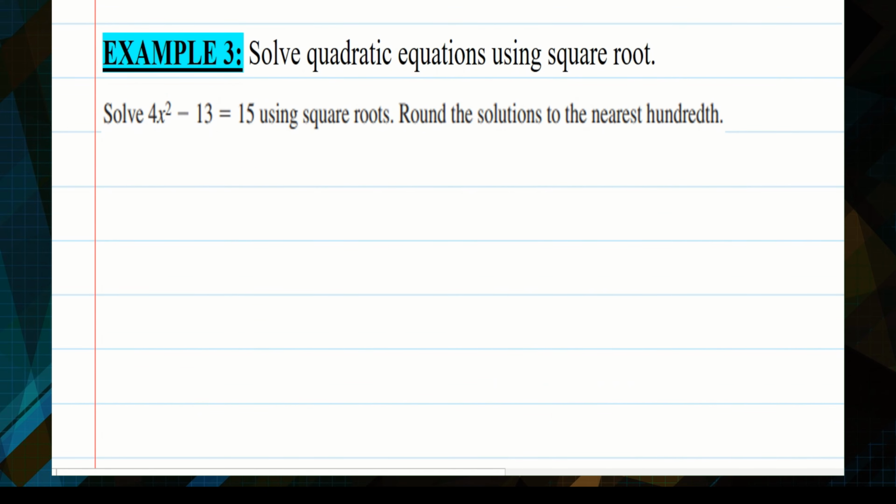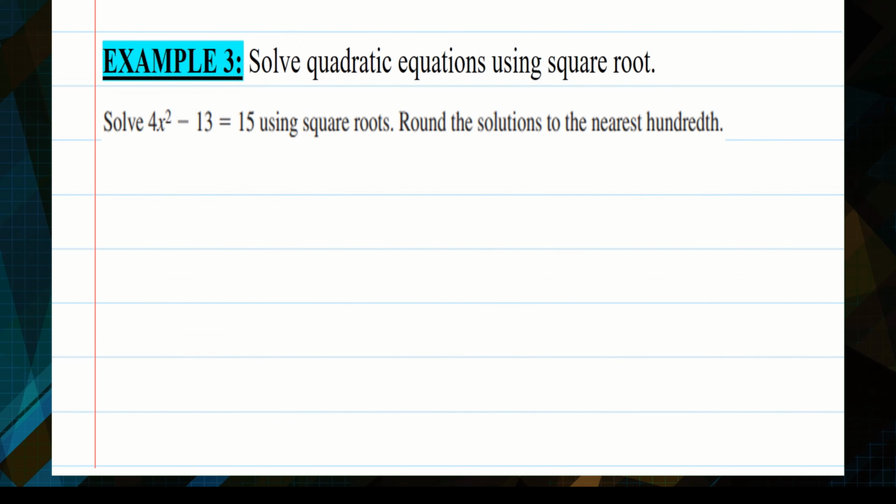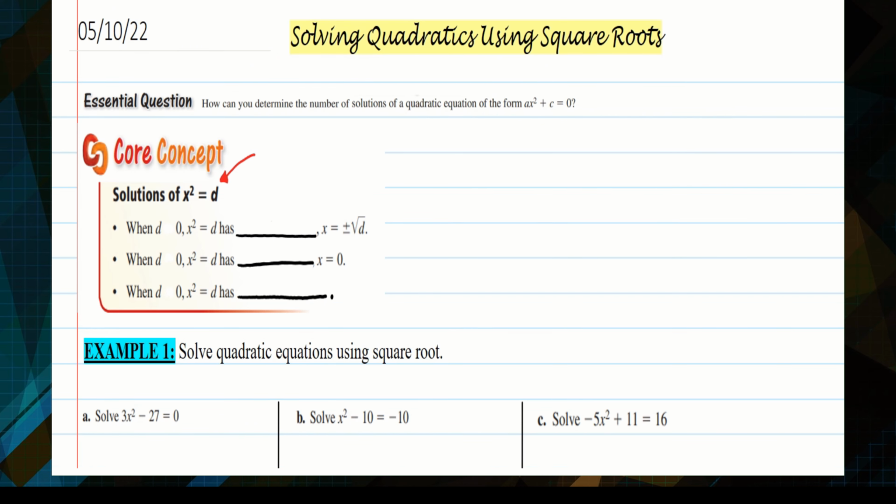And the third example goes over just a different type of equation. If you get a decimal when you take the square root of a number, just round to the nearest hundredths. So I hope this video helped you understand a little bit more how to solve quadratic equations by taking the square root of both sides.